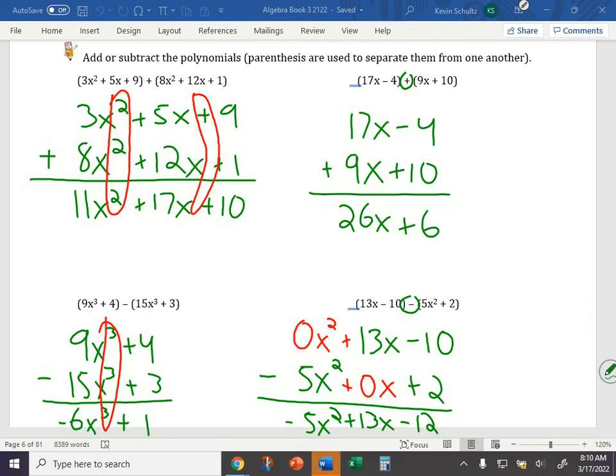So here's where step 2 comes into play, with those solo terms, the terms you can't combine with anything. You have to keep them separate. And then it's a good idea to write that 0x squared or 0x or whatever it is. Okay. Questions on this?